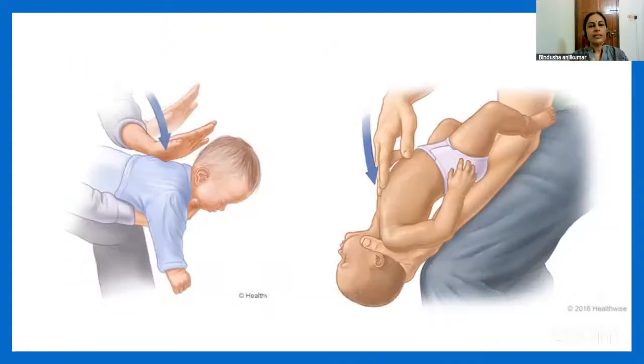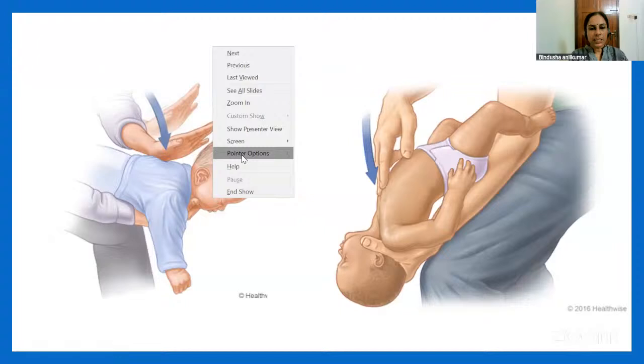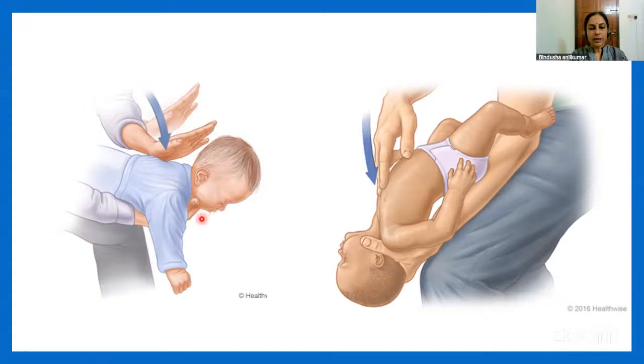That is by, this is an infant, so you go for back slaps and chest thrusts. You will make the patient lie on your arm. You need to support your arm also. The head of the baby should be at a lower level compared to the body. As you see in this picture, the head is at a lower level than the body, and the mouth is also kept a little bit open.